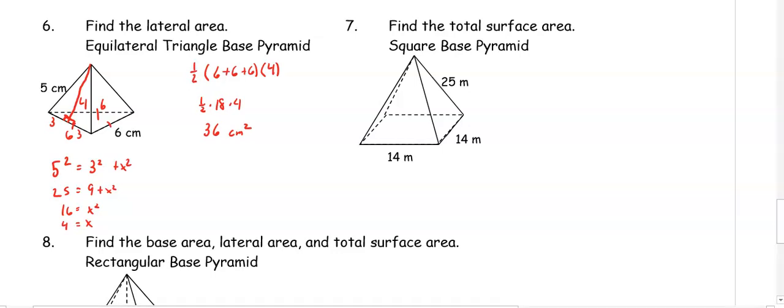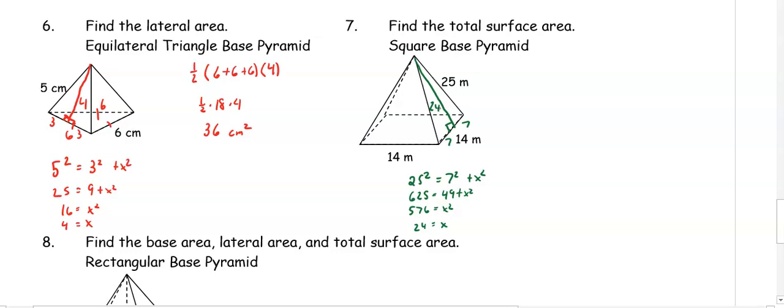Total surface area of the square base pyramid. Again, we don't have our slant height, so if we draw our slant height in, it bisects that side 14 into 7 and 7, so we have 25 squared equals 7 squared plus x squared. 625 equals 49 plus x squared. 576 equals x squared, so x is 24.